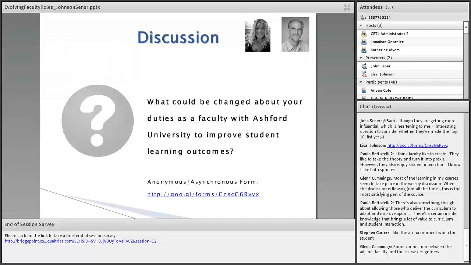So moving on to the next question, and this is really the crux of what we do, right, learning outcomes. This final question is, what could be changed about your duties as a faculty with Ashford University that you think could improve student learning outcomes? To elaborate, what more could we be doing as faculty? What more in terms of duties or responsibilities or input into the learning journey for students could we have in our roles as the degree experts and interlocutors of the learning to bring more success for students in terms of their learning and overall student engagement and experience?